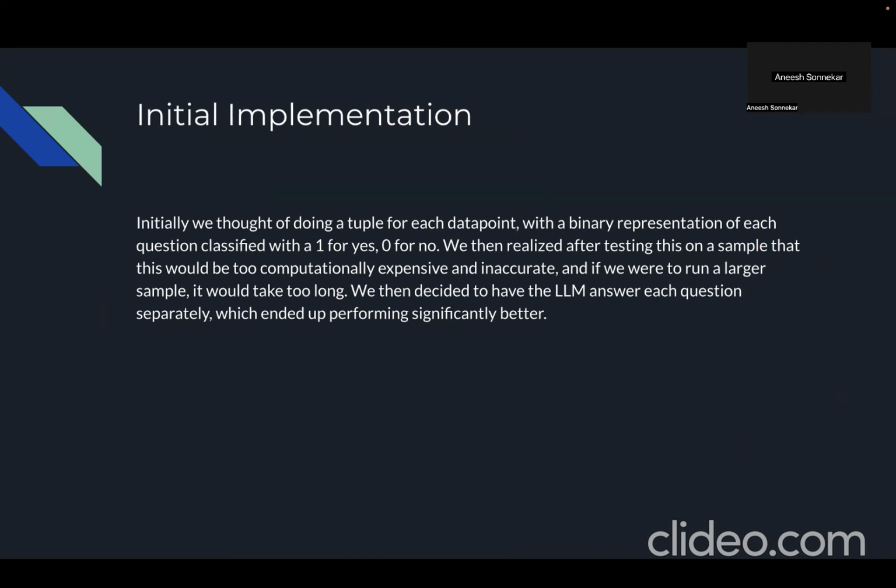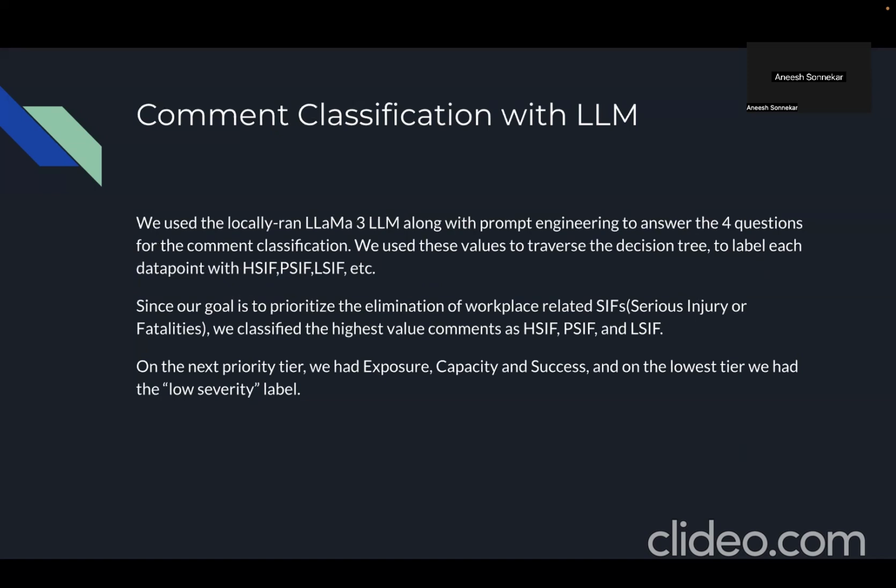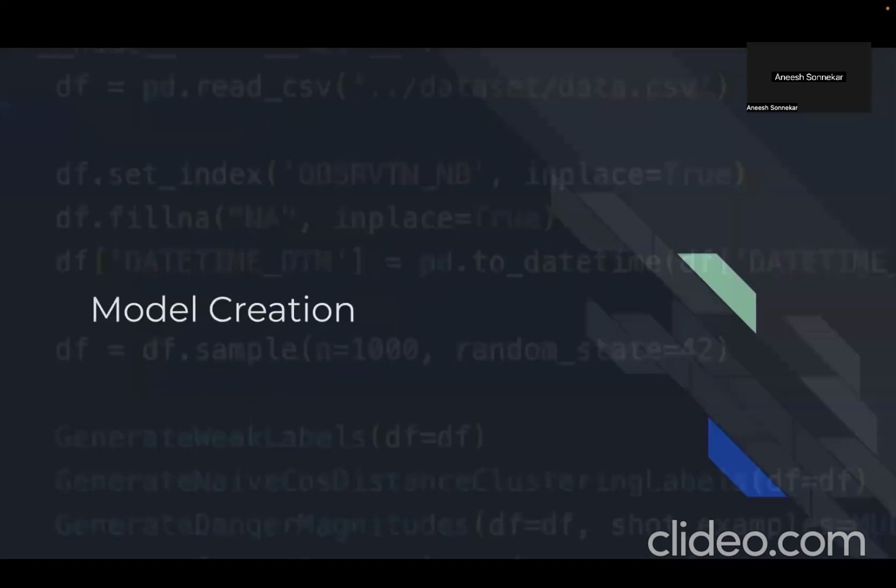Initially, we thought we could use a tuple for each data point, with 1 for yes for each question, 0 for no. We realized after testing on a sample that this was too expensive and inaccurate. So we decided to have the LLM answer each question separately. We use a locally ran LLaMa 3 LLM along with prompt engineering to answer those 4 questions and to label each data point with the label. And we tiered all these.